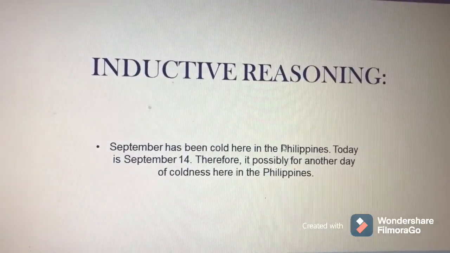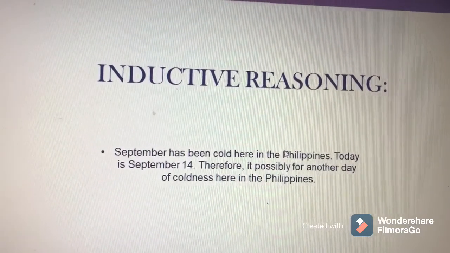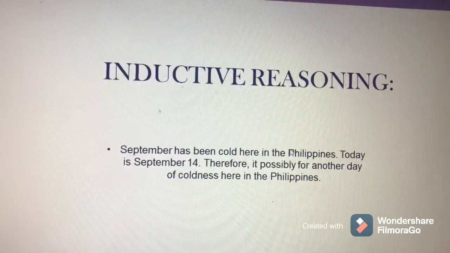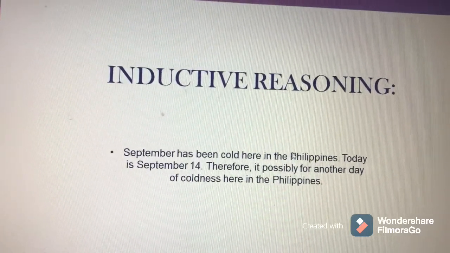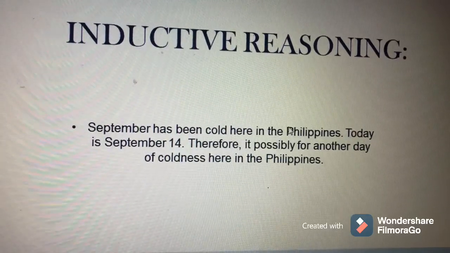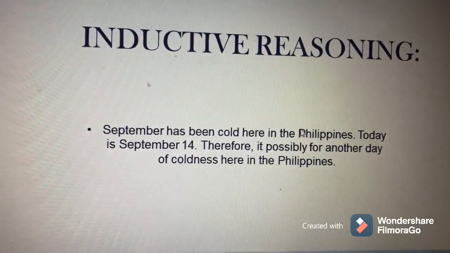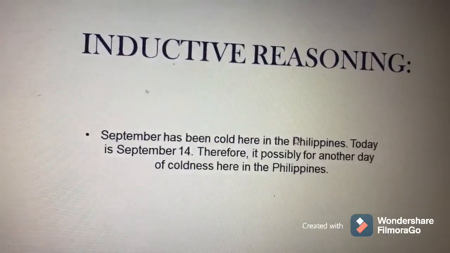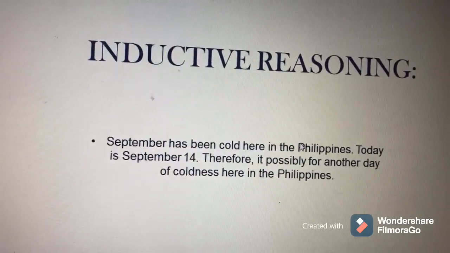Here is another example. September has been cold here in the Philippines. Today is September 14. Therefore, it is possible for another day of coldness here in the Philippines. There is the word possibly because it is not guaranteed. Maybe there is climate change that happened.